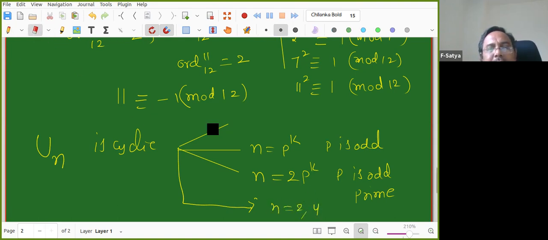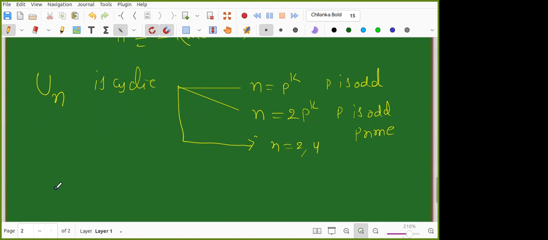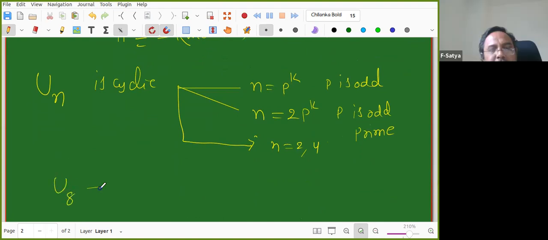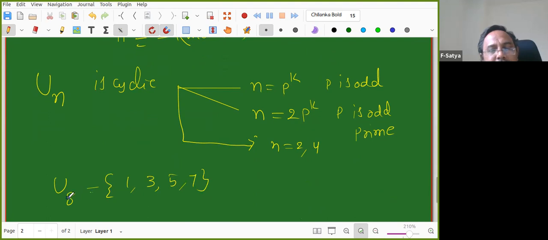So what is U8? You remember what is U8? C2 cross C2. Oh, no, that is okay, do not go to that much. U8 is 1, 3, 5, 7. Here also you can see that 3 squared is congruent to 1 mod 8, 5 squared is congruent to 1 mod 8, 7 squared is congruent to 1 mod 8.